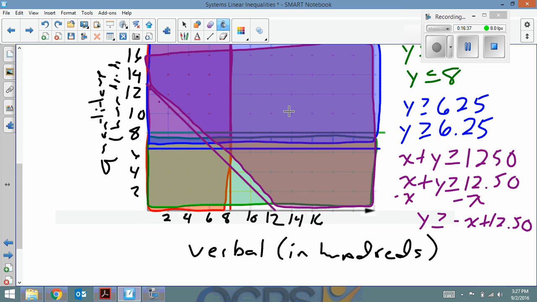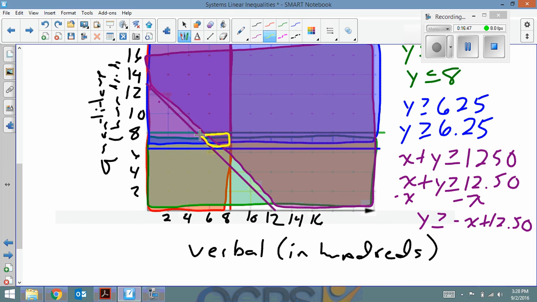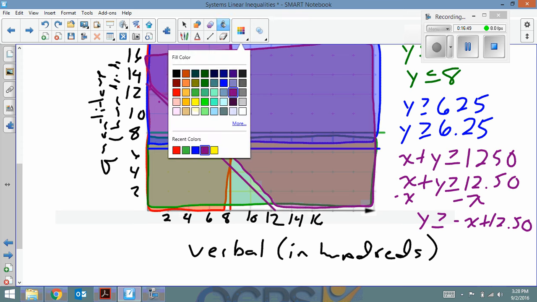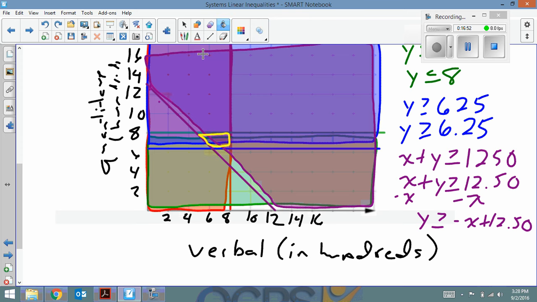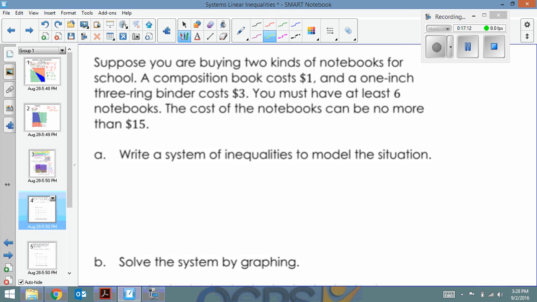And then what we're looking for is where's that point that they all meet at. The section where they all meet, we're going to make it yellow here. It is right in there, which is that area right there. So that area in yellow is our solution. Okay, we've got a couple more slides to go over with you.